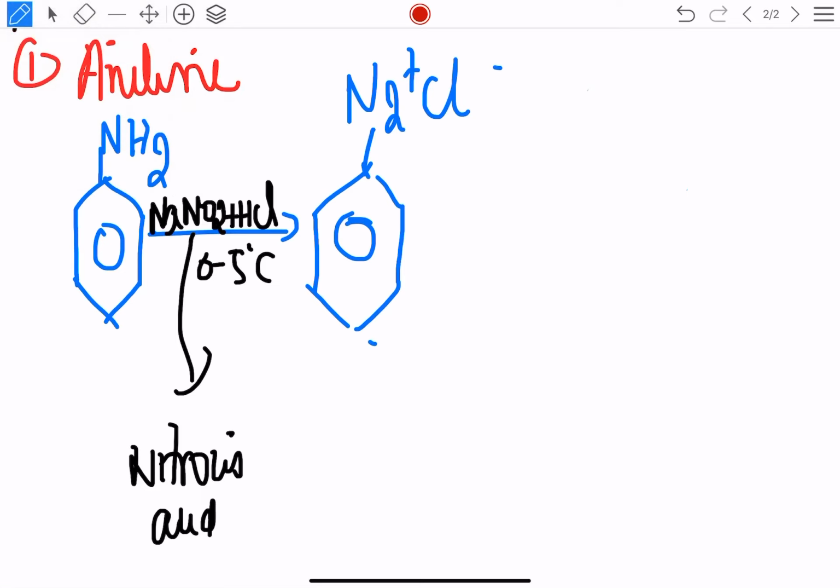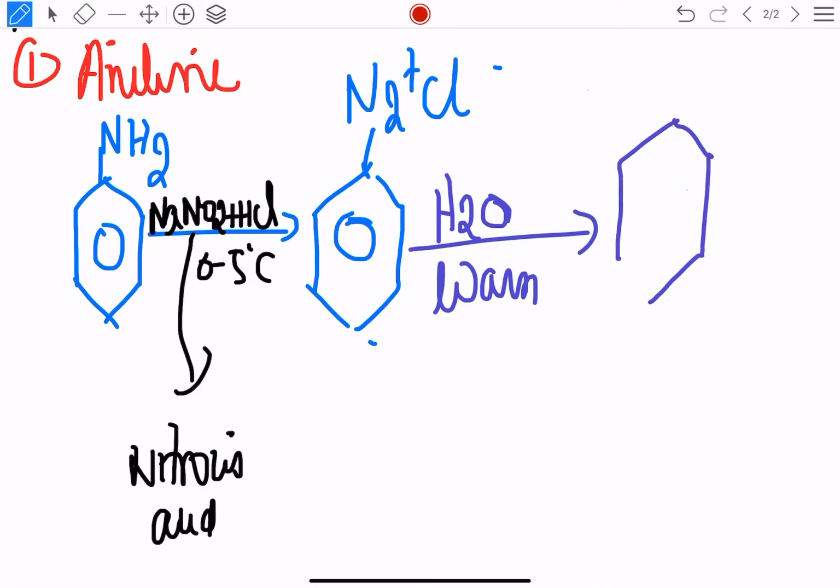Now after this we need to form the phenol. You should already know from your study of diazonium salts that when diazonium salts undergo hydrolysis, that means when they react with water, generally in warm conditions, the diazo group is directly substituted and the phenol is formed. You should know this from the reactions of diazonium salts. In case you don't know this reaction of diazonium salts, you can comment. I would definitely come up with a video for this.